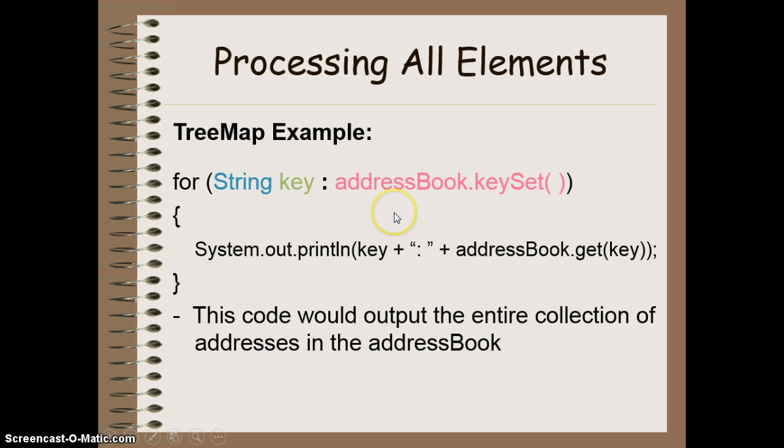So again, in this case, I was going through my address book. It would get each key, each person, it would return that key. I can then say, here's what the key is, here's what the person's name is, plus, and now get that particular key's value. So in this case, their address. So this will output the entire collection of addresses in my address book. The key, and then the value associated with it.